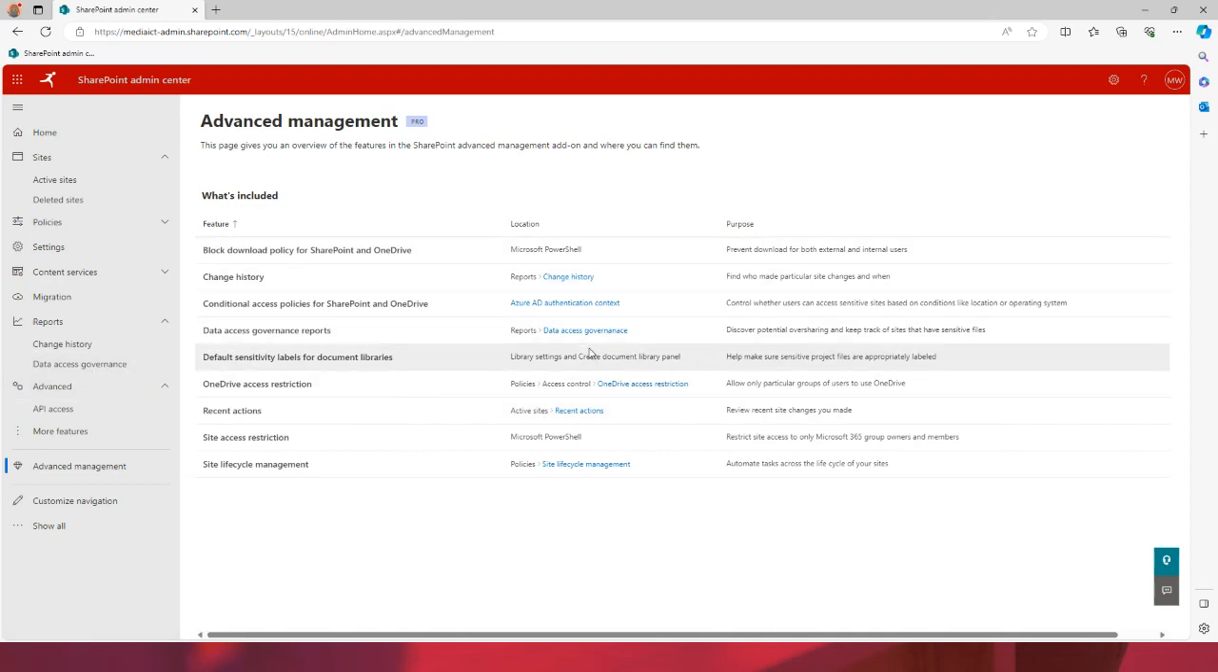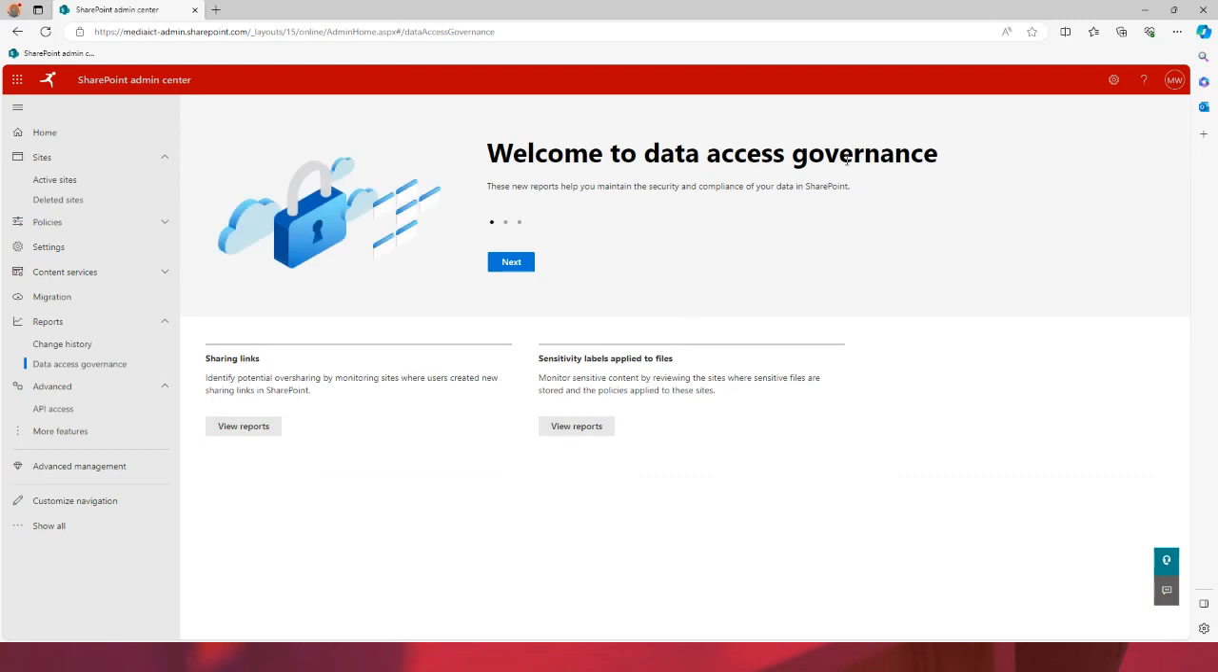But one of the ones I wanted to quickly look at is the data access governance. And where this can be really nice is, let's say we are considering Copilot or pushing more people to use things like search. Data access governance allows us to effectively run reports to identify what could be high-risk sites, or sites where a lot of sharing is happening, or where there's a lot of sensitive information that we might want to audit or consider targeting when we are rolling things out like Copilot, to make sure we've got the controls in place.